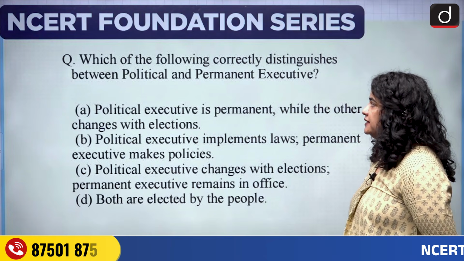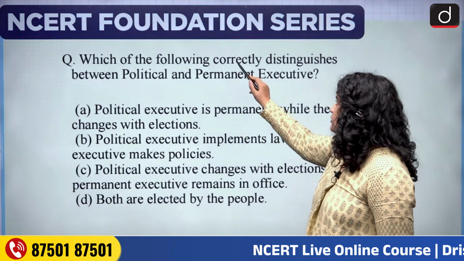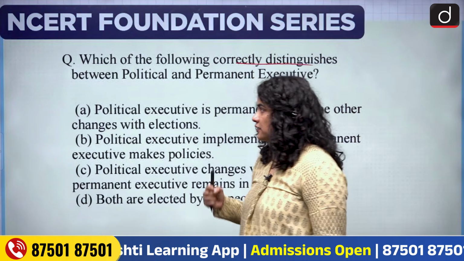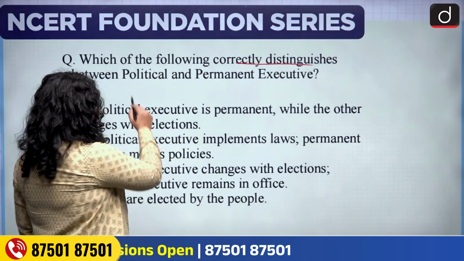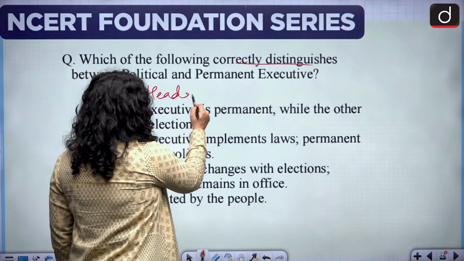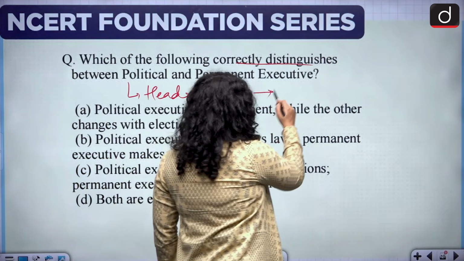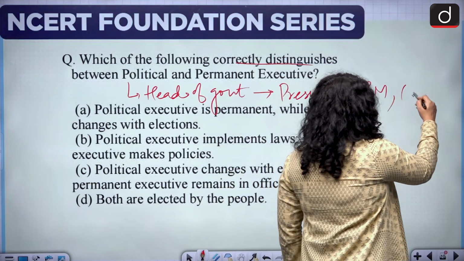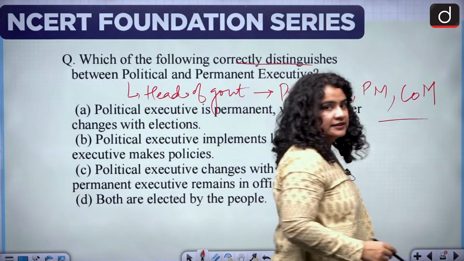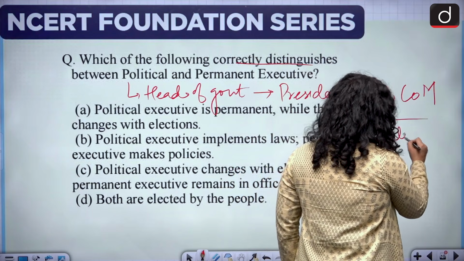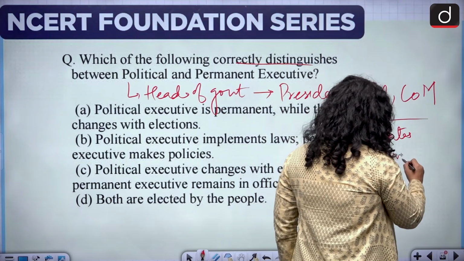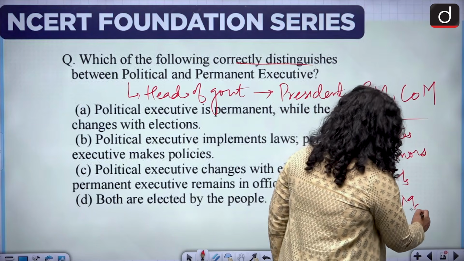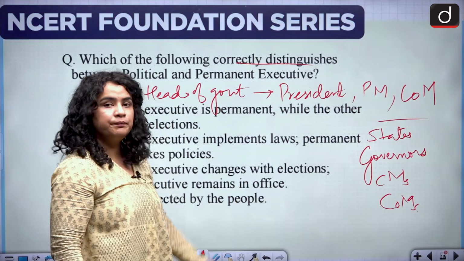The next question says, which of the following correctly distinguishes between political and permanent executive? So we've already discussed the difference between the two. Political executive refers to the various heads of government. Of course, this involves your president, your prime minister, the council of ministers, and when it comes to states, it includes the governor, the chief ministers, and their respective councils of ministers. This is your political executive.